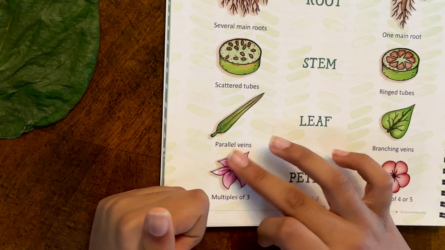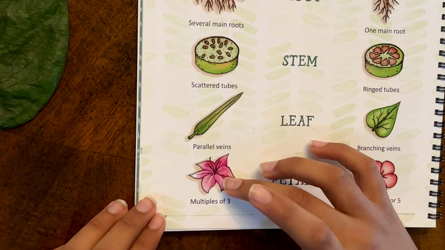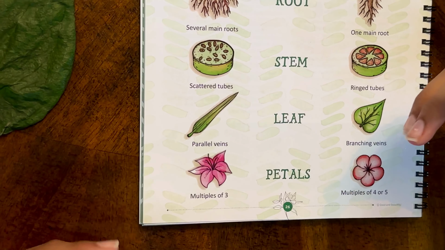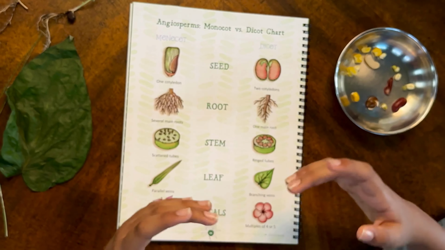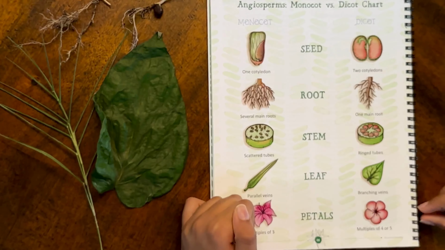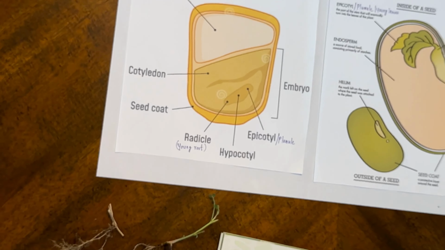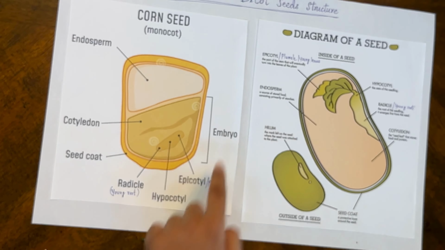As you can see, there's 6 over here, and that's a multiple of 3. For dicots, they typically come in multiples of 4 or 5 or more than that. This is the difference between monocotyledon plants and dicotyledon plants. And these are the differences in the seeds.